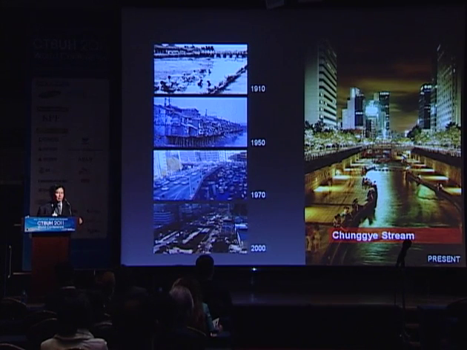Currently the government decided to demolish the elevated high-speed structures and dig out the concrete covering. You can see the maps and borders of those scenarios. Nowadays the streams have returned to their original form, and people love these features very much. This is what we call urban regeneration.